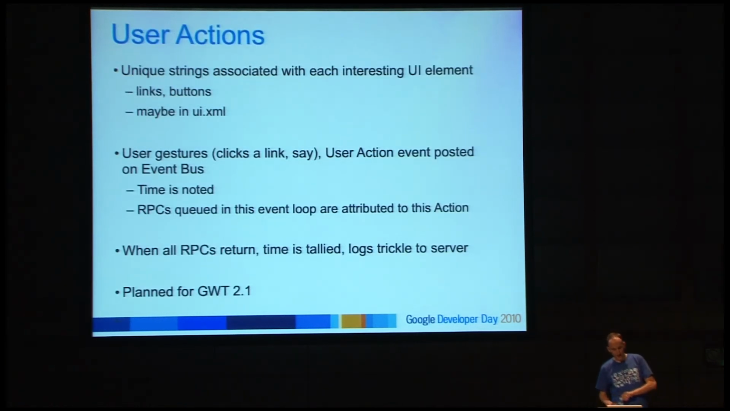So now user actions. These are something new that we're working on. User actions are kind of like unique strings that identify specific activities within your application. They can be very granular. They can be associated with a particular widget or a particular feature. They can be on a link or a button. You might be able to embed them in your UI binder XML file.